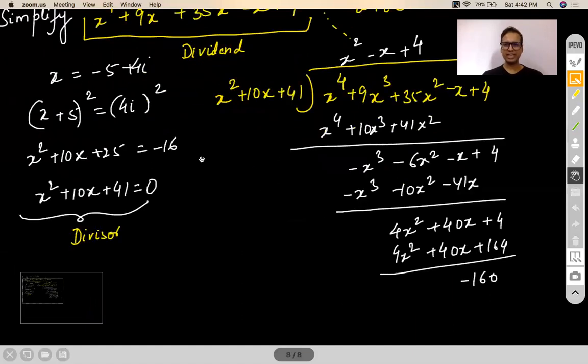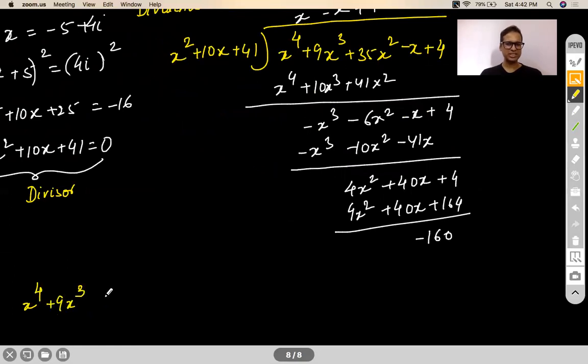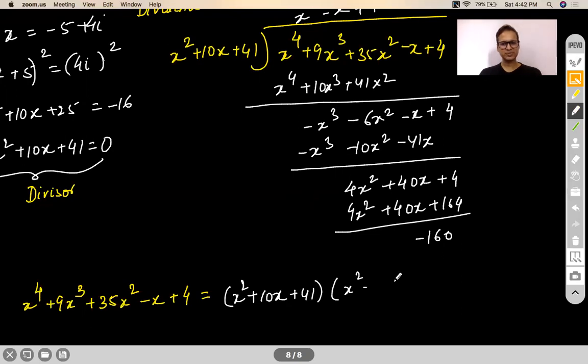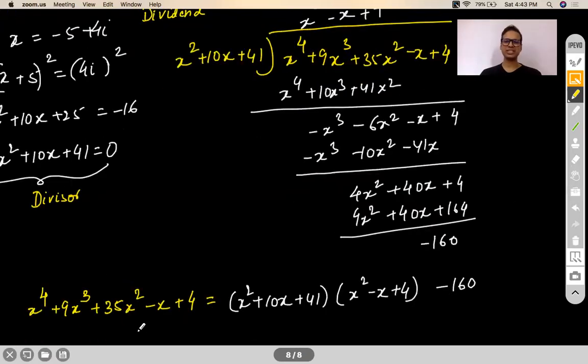So what I'm trying to say here is, this term, which you were actually trying to figure out, what is this expression? It could be written in an alternative way as this into this, right? By Euclid's division algorithm, I can write this expression as quotient times divisor plus remainder, right?